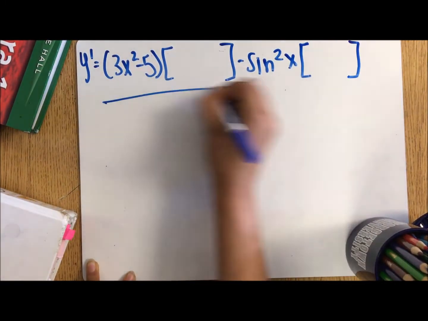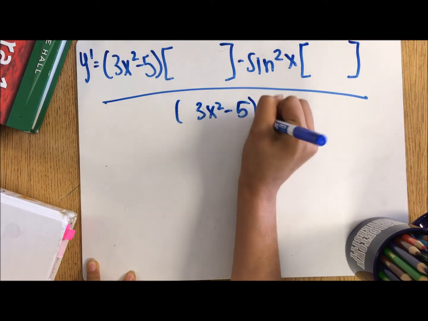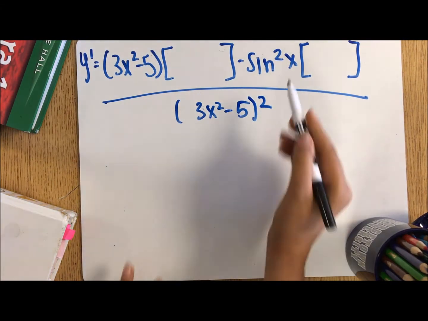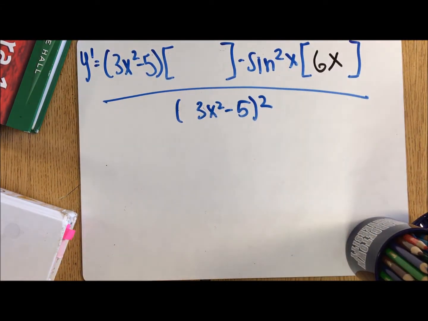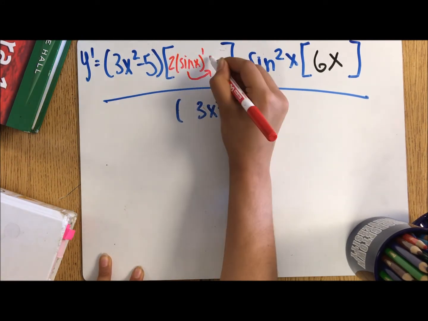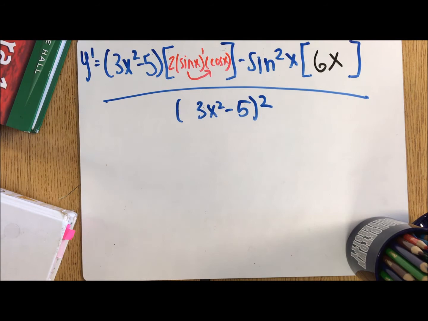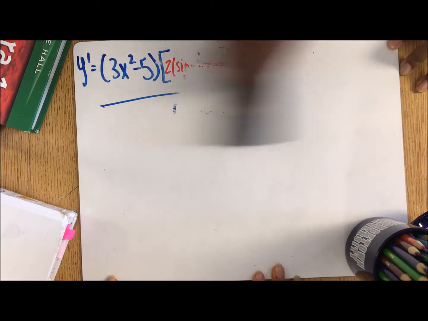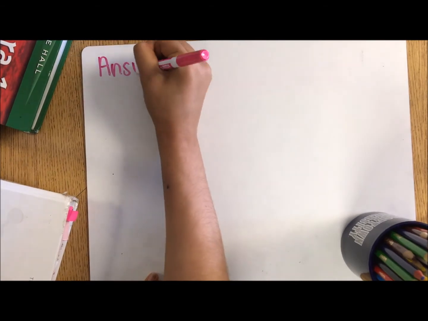Now we're going to fill in the blank. So for the second blank, we're going to put in the derivative of the low, which is 6x. And for the first blank, the derivative of the high. And this is our final answer.